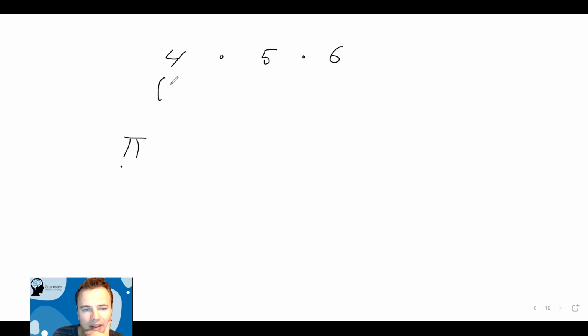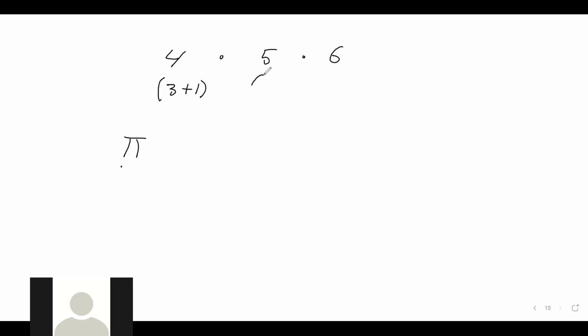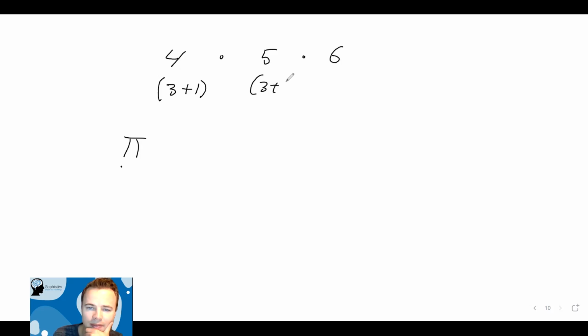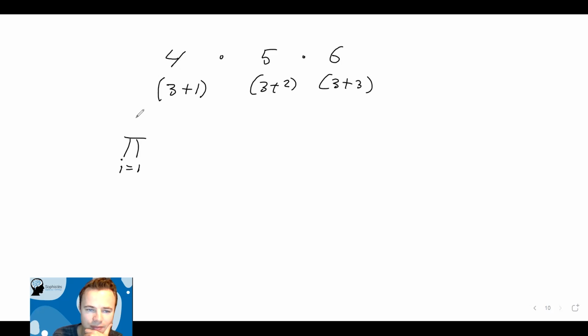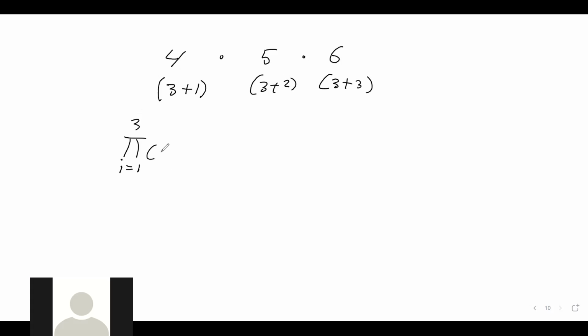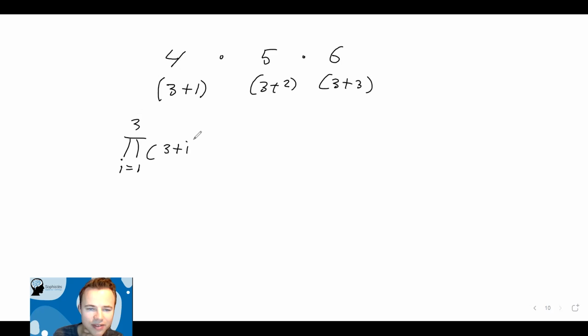I think it is 3 plus. To get this 4, it's 3 plus 1. And to get this 5, it's 3 plus 2. To get this 6, it's 3 plus 3, right? So i is 1 all the way up to 3. And this here is 3 plus i. Yes, very good, Julian. Is this clear for you guys?